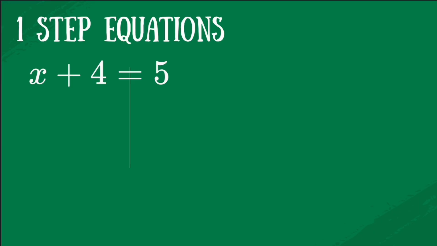So here we have what we call a one-step equation. We have x plus 4 equals 5. Now remember, x just represents a missing number. So our first instinct is probably to think, well, what plus 4 equals 5? Well, 1. I know 1 plus 4 is equal to 5.